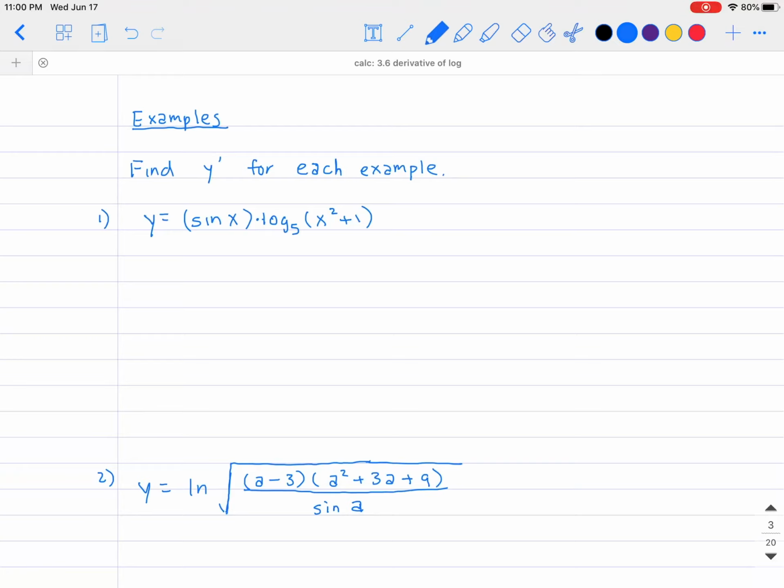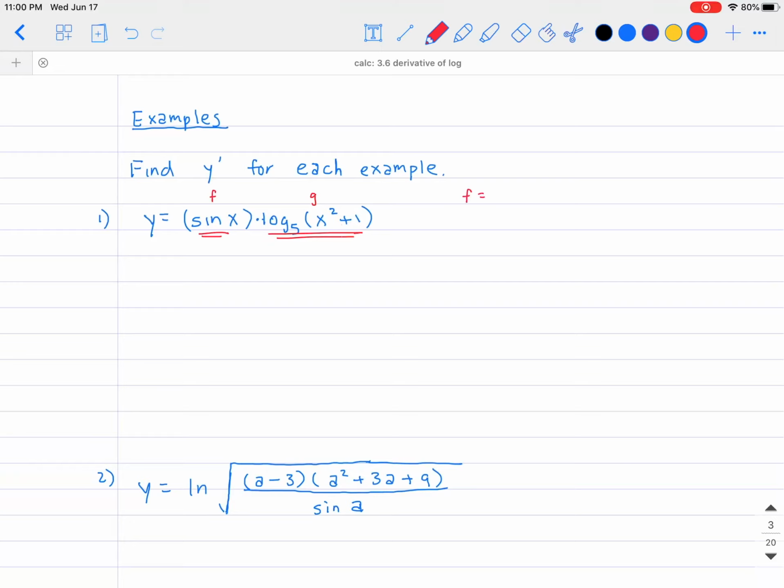The first one I have is y equal to sine of x multiplied by log base 5 of (x squared plus 1). I'm hoping you guys can see some of the steps ahead of time. What I need to do in terms of taking a derivative is know the derivative of log base 5, which we do, and also know how to use the product rule, which we also do, because you'll notice that we have 2 functions right here. So if you want, we can call this one f, call this one g, and write it on the side so that you can see what's happening.